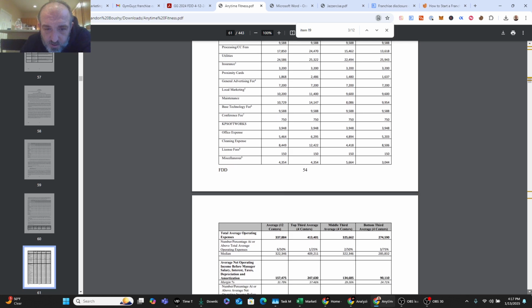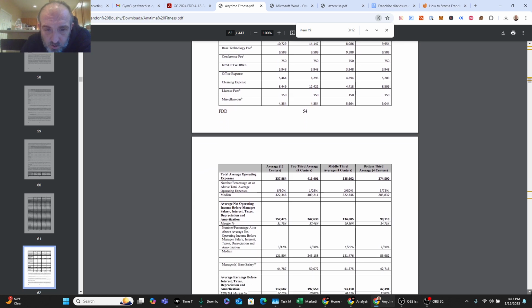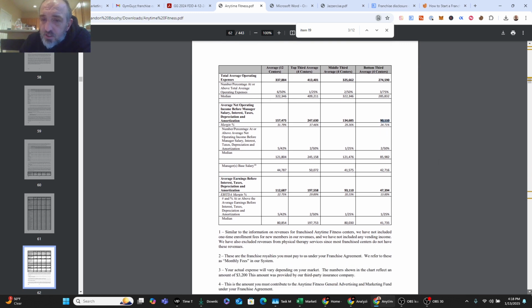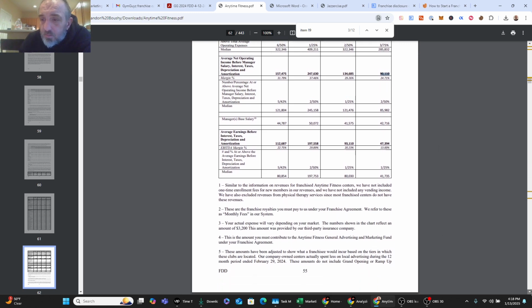When you go down, it will show you margins as a percentage. So right there, we're seeing somewhere between 25 and 37% net operating income margins, which are pretty decent. That's what you'd like to see. That means on that $300,000, you're making a $90,000 income. Okay, cool. That's pretty good. Most people will be happy about that kind of an income.